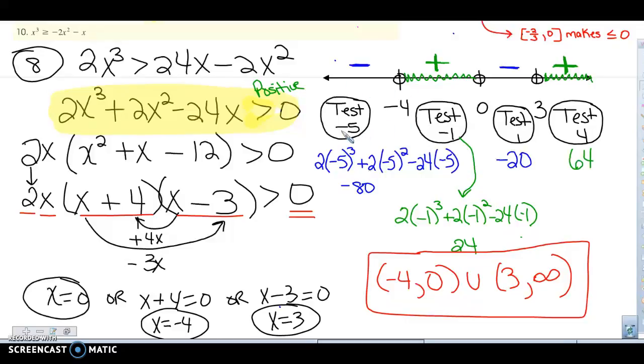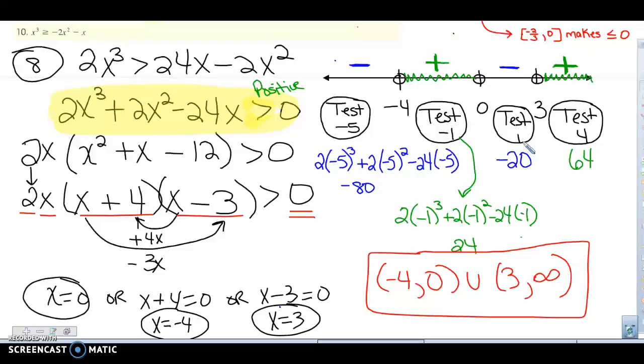Any test point is fine, as long as it's less than negative 4 in this example. So I chose negative 5, plugged it into the problem, so 2 times negative 5 to the 3rd power plus 2 times negative 5 to the 2nd power minus 24 times negative 5. I got a negative 80. So I labeled the top of my number line with a negative sign. Here I chose the test point of negative 1, plugged it in here in the green color, and I got a positive 24. So I put a positive sign.